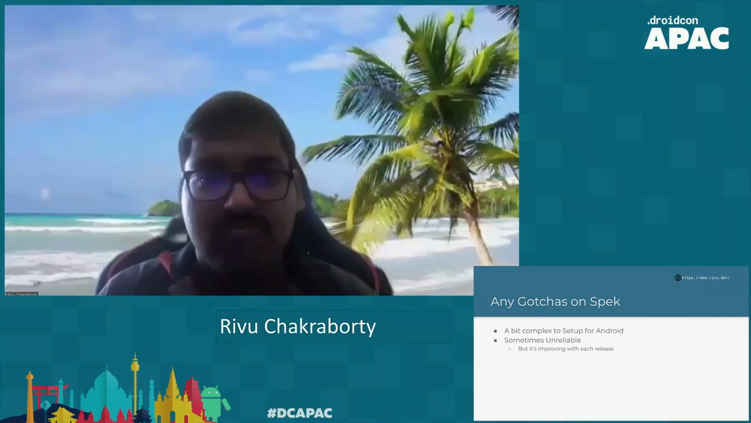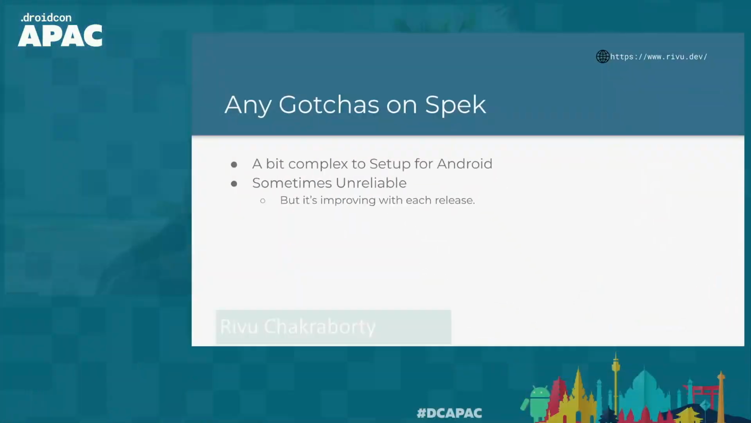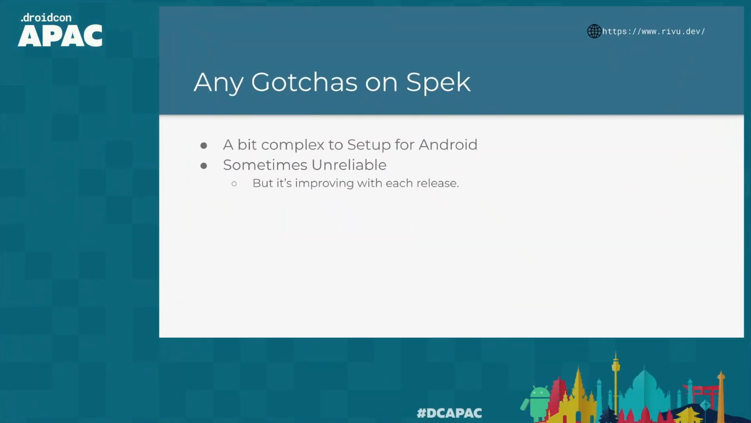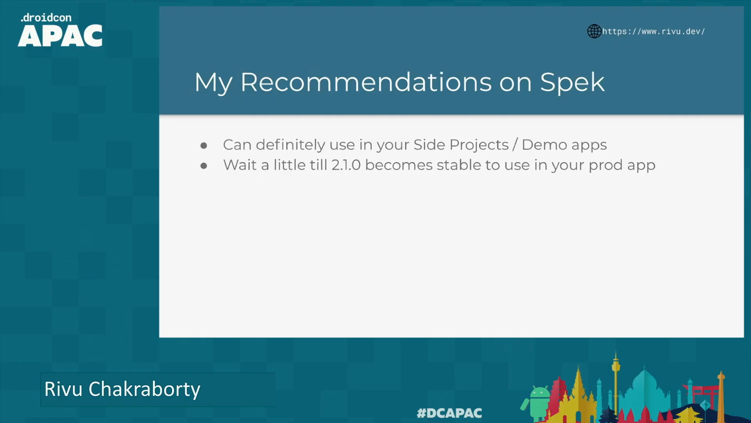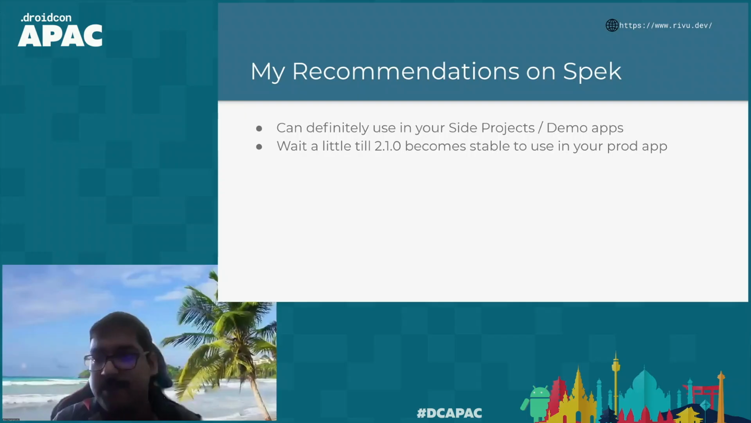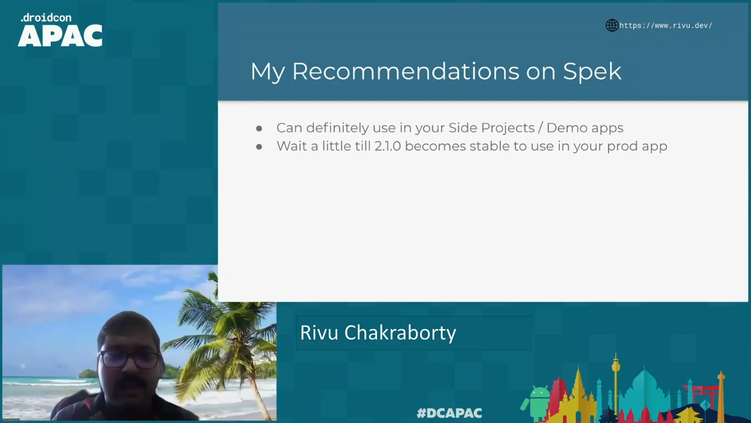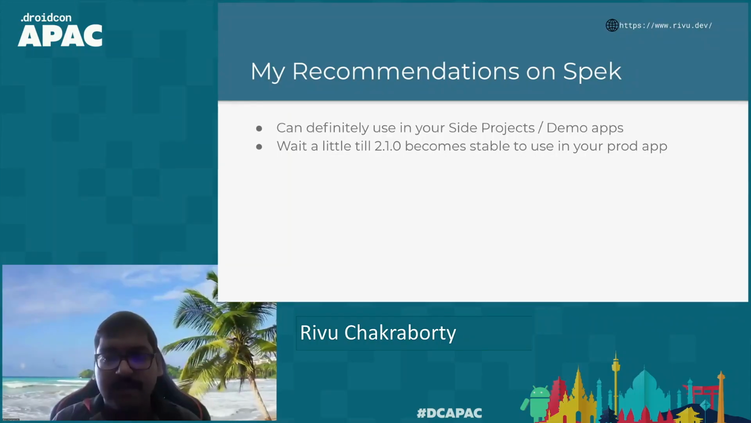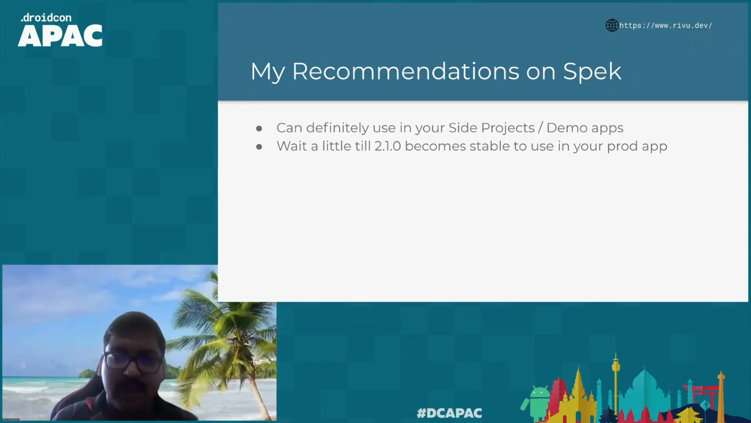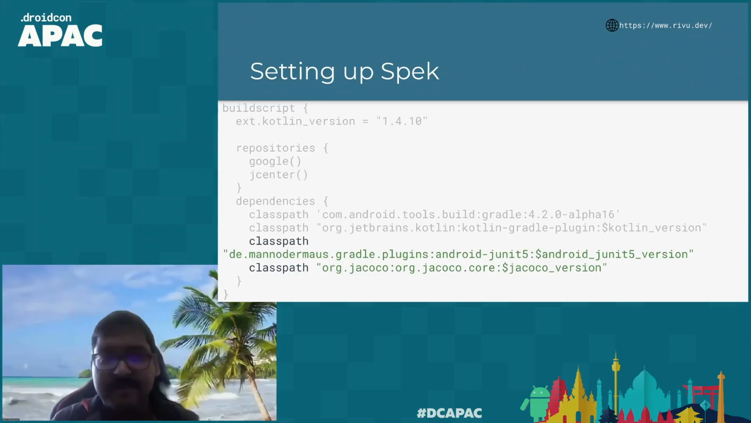So yeah, I should talk about the gotchas as well. Spek, as of now, is a bit complex to set up for Android. It is sometimes unreliable, but it is improving with each release. So yeah, that's there. My recommendation on Spek is that you can definitely use it in your side projects or demo apps, just what I do myself, and by the time 2.1.0 becomes stable, I think you can use it in your production apps. So let's get started with setting up Spek.